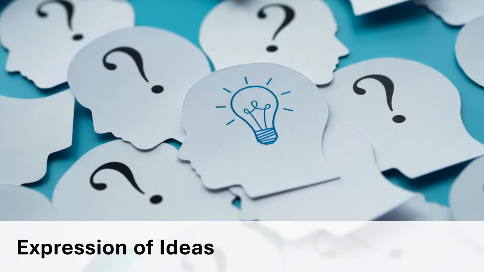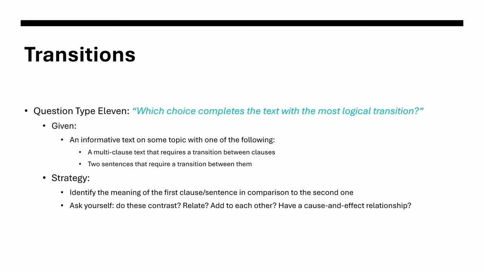Now we're moving on to expression of ideas. Question type 11, transitions. We're almost done. Which choice completes the text with the most logical transition? You have used transitions all your life. In conclusion, similarly, like, though, but, for, every single one of those are transitions. You're going to be given an informative text on some topic with one of the following. You're either going to be given a multi-clause sentence that requires a transition between the two clauses, or you'll be given 2 sentences that require a transition between them.